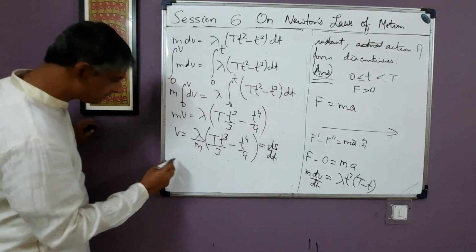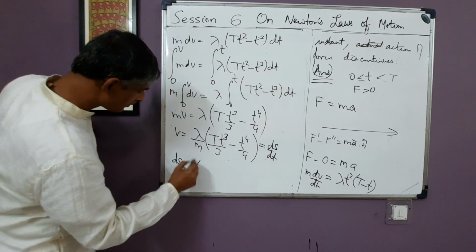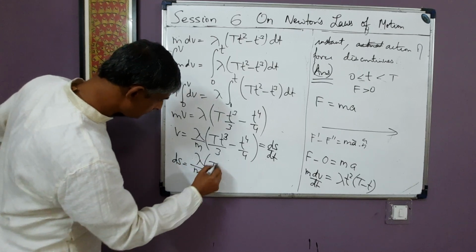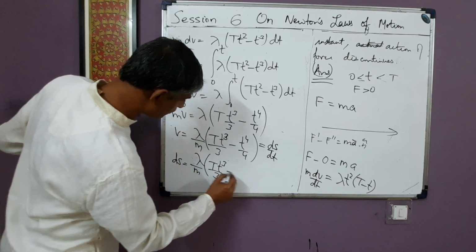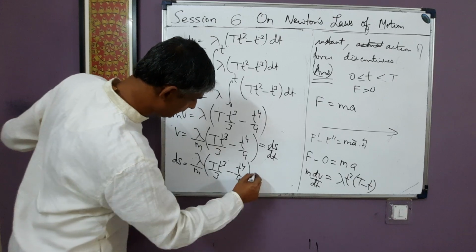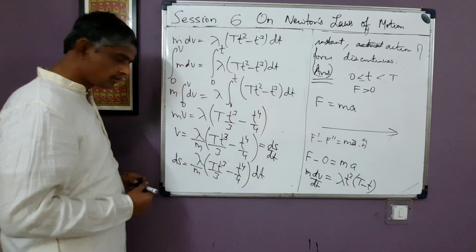Now I shift dt to that side, so ds becomes what? Lambda by m times (Tt cube by 3 minus t power 4 by 4) into dt. Okay, fine.